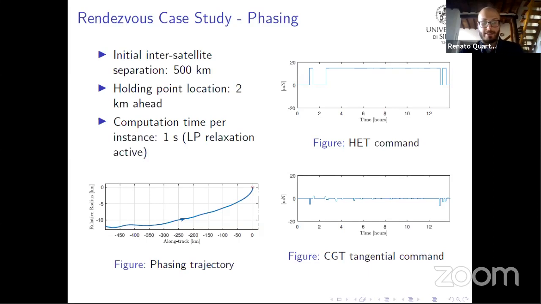Okay, in order to validate such control schemes, a rendezvous case study has been implemented and simulated. We suppose to start with an initial intersatellite separation of about 500 kilometers, and we want to reach the holding point, which is located 2 kilometers ahead of the debris. The resolution of each instance required on average 1 second, which is a time much lower than the sampling time, that is about 3 minutes. And you can see in the figure that the satellite correctly reached the holding point using mostly the head propulsion. This is done because clearly the solver prefers to use the head command.